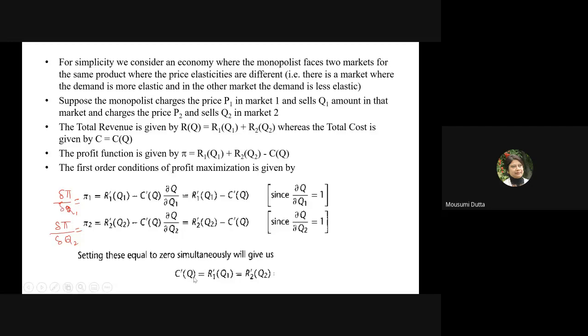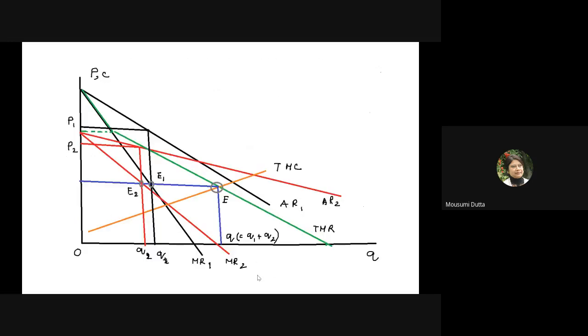With respect to total output, that will be equal to individual MRs. This is the marginal cost with respect to total output. Remember this, Q1 plus Q2, and that has been equated to MR1 and MR2. Okay, so let's check how graphically we can understand the matter, to get an idea of the entire context.